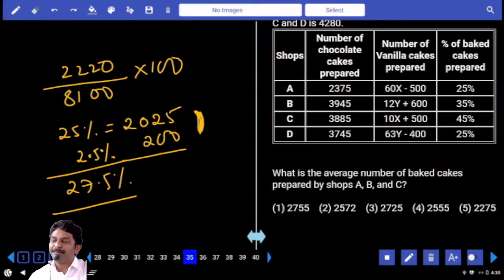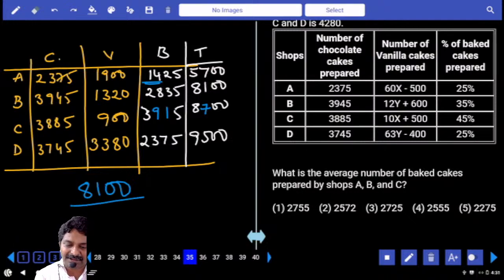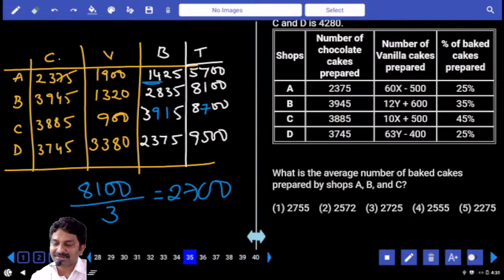What is the average number of baked cakes prepared by ABC? Baked cakes by ABC. That means we need to calculate the average for these three numbers only. Let's first concentrate on the first two digits. 14 plus 28, 42. 42 plus 39, 81. 81 hundreds only, right? Still there is something else, the last two digits, but I don't want to consider. For this, if you calculate the average, that is about 2700 only.